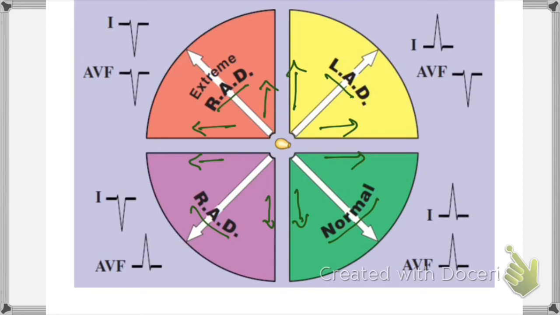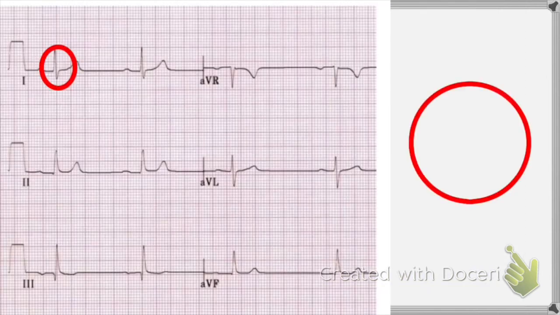Okay, so this is the quadrantic approach, which is an easier method. Just look at two leads, that is 1 and AVF, and you will see in which direction it falls. One disadvantage is in left axis deviation: as I said before, up to minus 30 degrees it is normal axis, right? Minus 30 to plus 90 degrees. So this quadrantic approach includes the normal part also. 0 to minus 30 also comes under LAD in this approach. So that is a disadvantage, and the equiphasic method is the preferred one. Here lead 1 is positive, right? Then look at AVF. AVF is also positive, so it is normal, right?